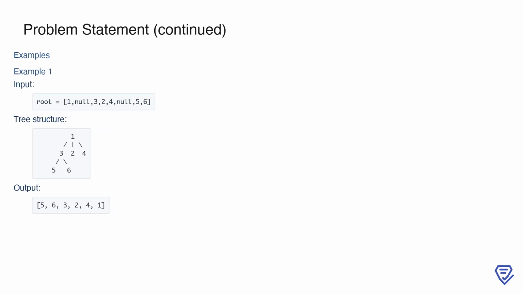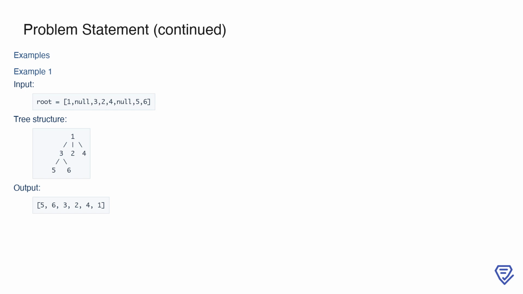Let's take a look at an example to understand this problem better. Here, the input is a tree represented as root equals 1, null 3, 2, 4, null 5, 6. The tree structure is visualized with the root node, 1, having 3 children, 3, 2, and 4, node 3 itself has 2 children, 5 and 6. The postorder traversal for this tree would result in the output 5, 6, 3, 2, 4, 1.